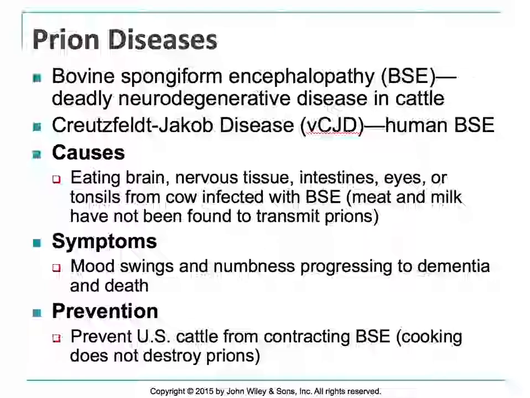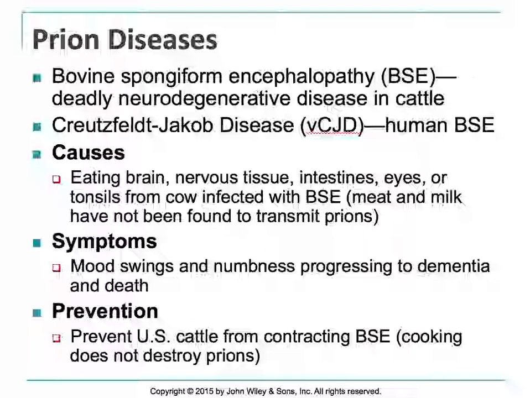And so you might be thinking, well, I really don't eat cow brain or cow eyes or intestines. I mean, some people do, right? But even if you don't, the meat and the milk don't transmit prions, but the issue can occur when you have a meat product and the producer has mixed in, or maybe has some cross-contamination of the meat with some of those other products.